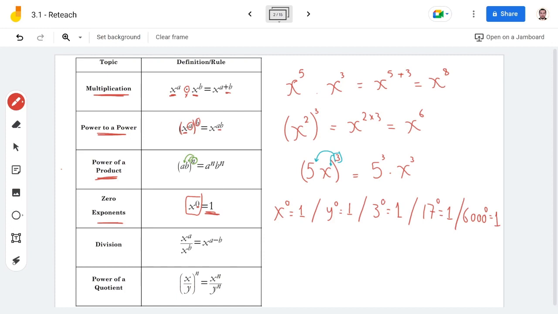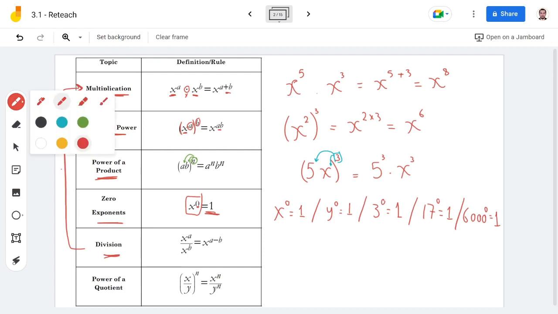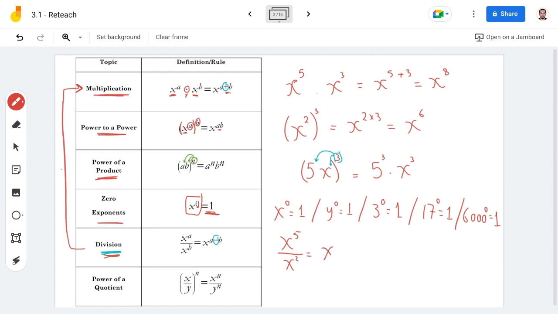Now, the division rule. It's similar to multiplication, except in multiplication we add the powers, but here in division, we subtract them. As you can see here, let's say we have x to the power of 5 and x to the power of 2. How can we write them? We just subtract the powers. 5 minus 2, so x to the power of 3.